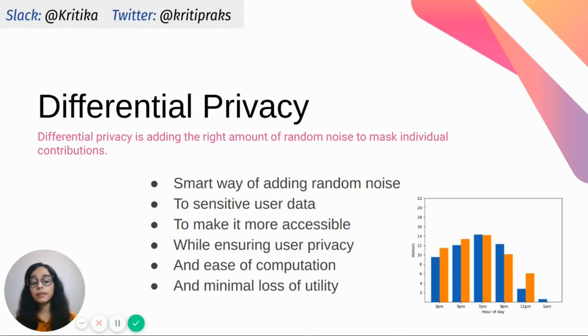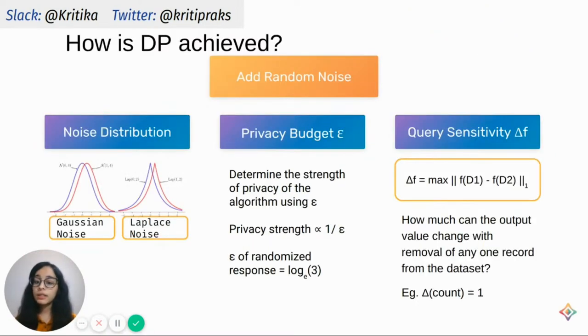As you see in the graph on the right side, it is a way of ensuring that we get the same big picture. At the same time, we're able to mask individual contributions. So the question is, how is DP achieved? We add random noise, which is sampled from a noise distribution, such as a Gaussian or a Laplacian distribution. And the shape and size of that distribution is determined by two factors, the privacy budget and the query sensitivity.